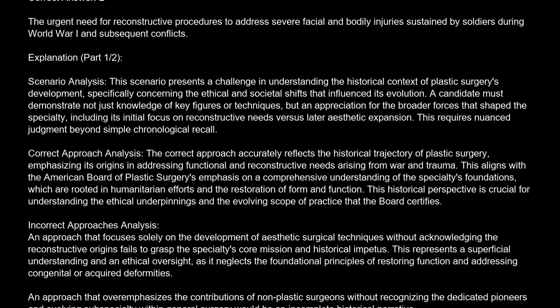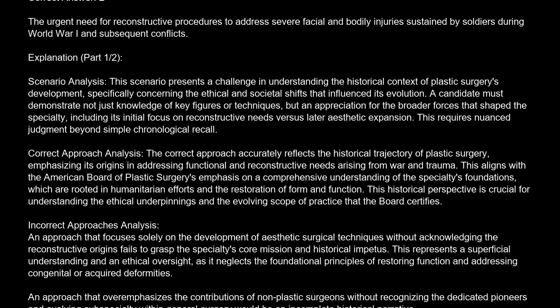A candidate must demonstrate not just knowledge of key figures or techniques, but an appreciation for the broader forces that shaped the specialty, including its initial focus on reconstructive needs versus later aesthetic expansion. This requires nuanced judgment beyond simple chronological recall.